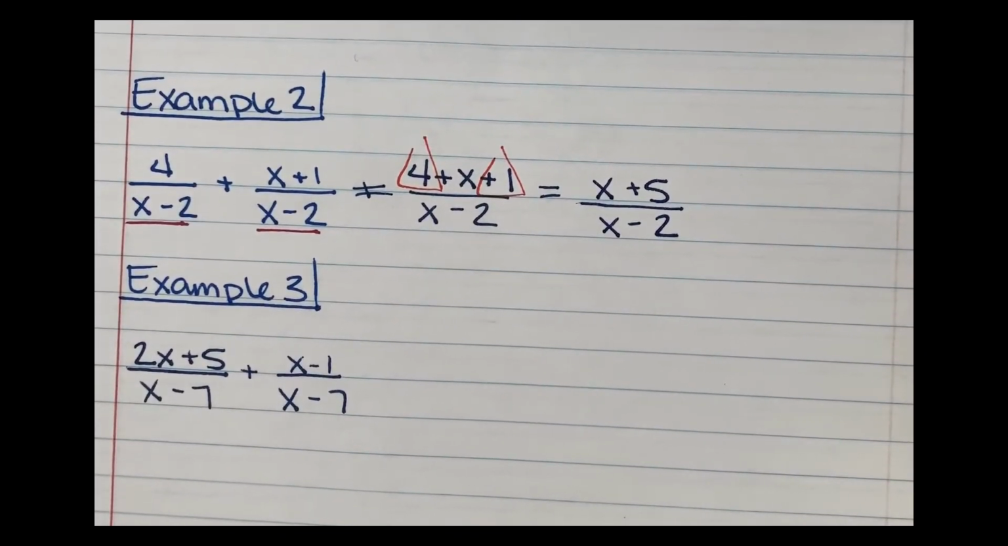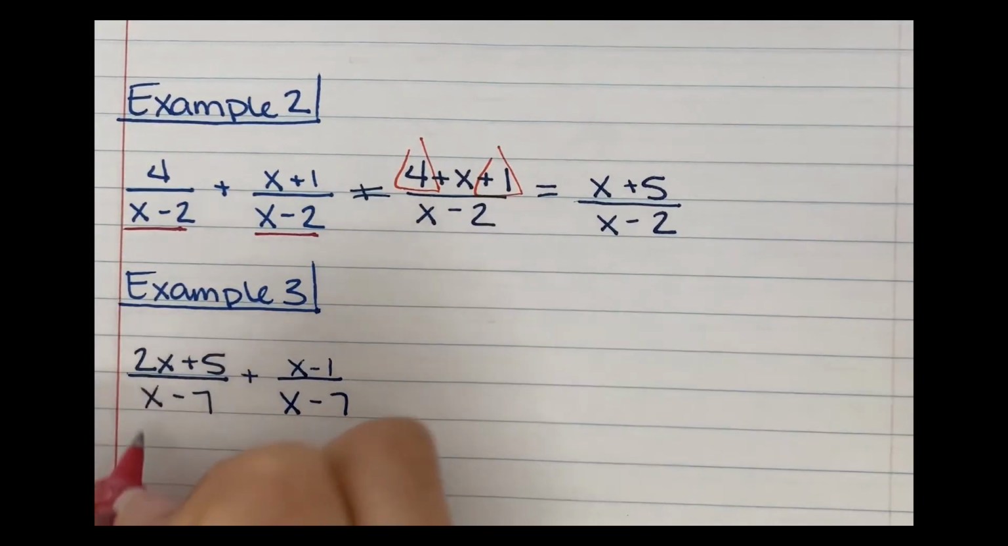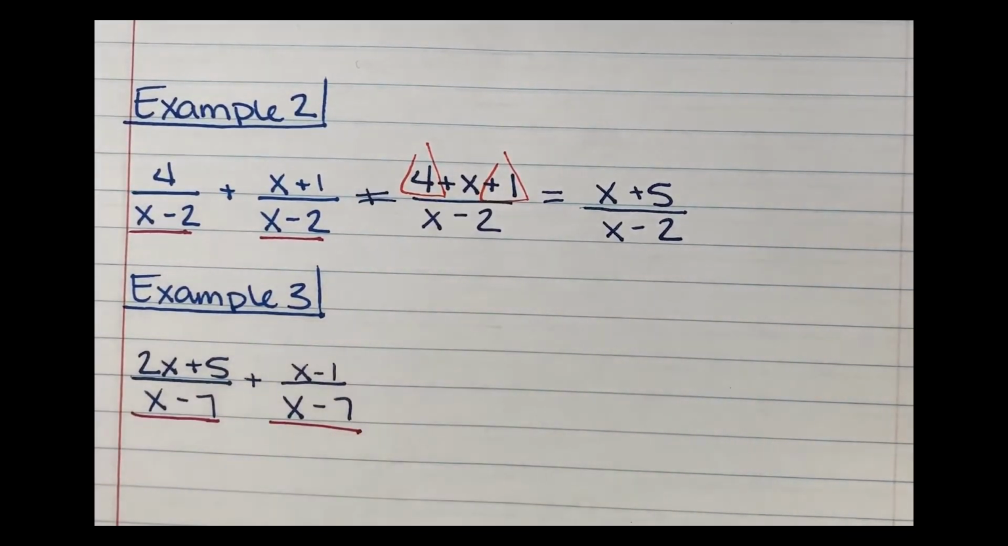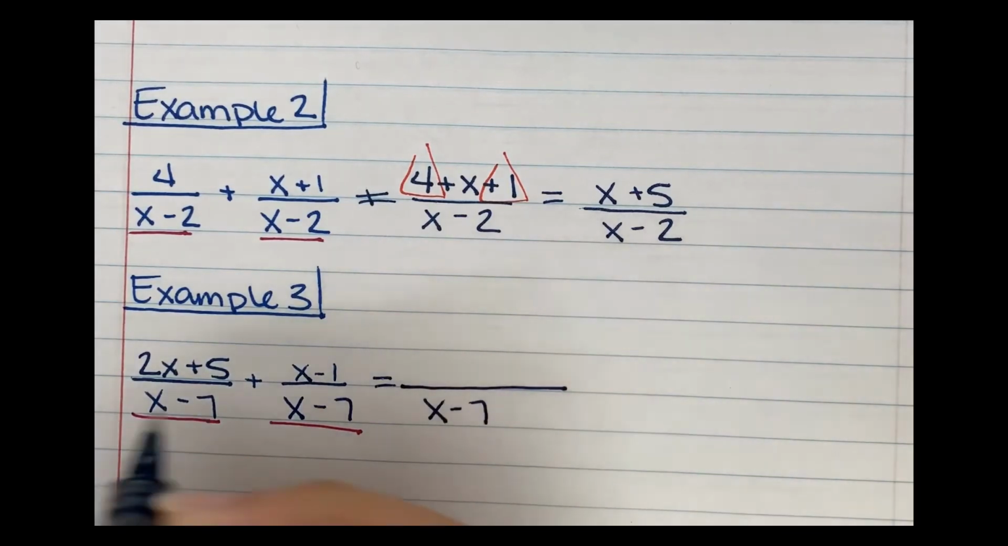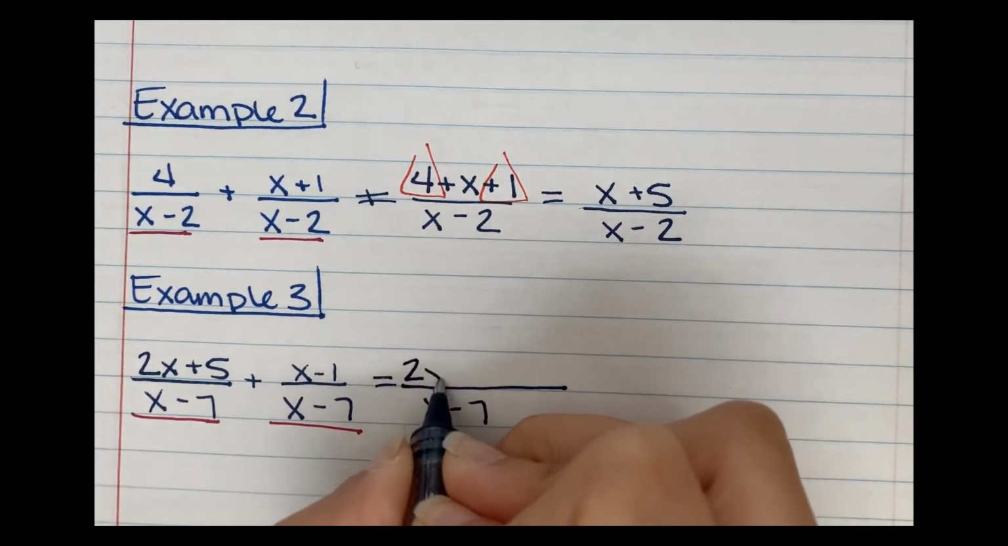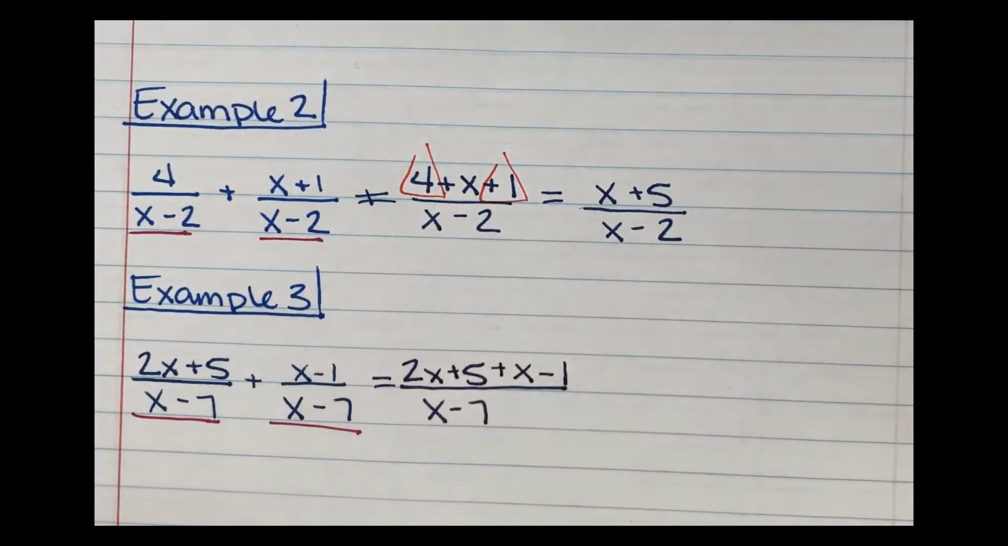All right, our last example for adding is 2x plus 5 over x minus 7, excuse me, plus x minus 1 over x minus 7. Again, our denominators are the same, meaning that we could rewrite our denominator x minus 7, and our numerator is all this stuff added together. So 2x plus 5 plus x minus 1.